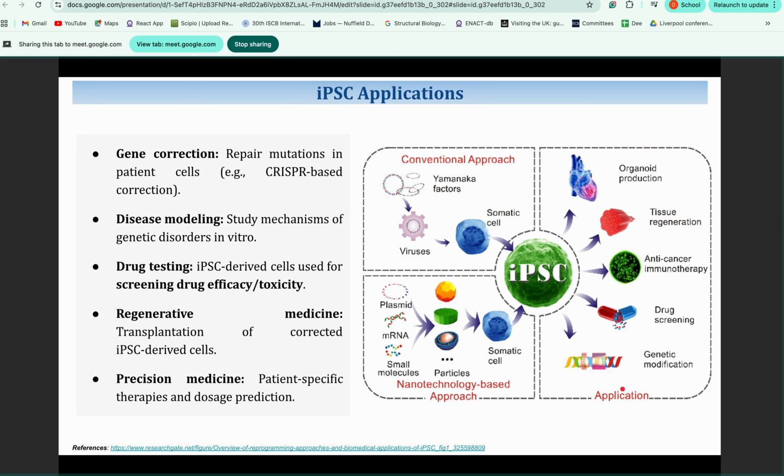And here are the applications. Organoid production: we can produce certain organoids, regenerate tissues, use them in anti-cancer immunotherapy, screen drugs, and then bring about genetic modifications using these pluripotent stem cells.